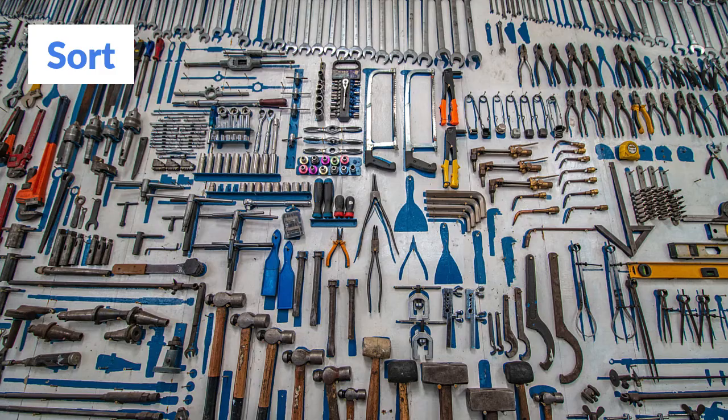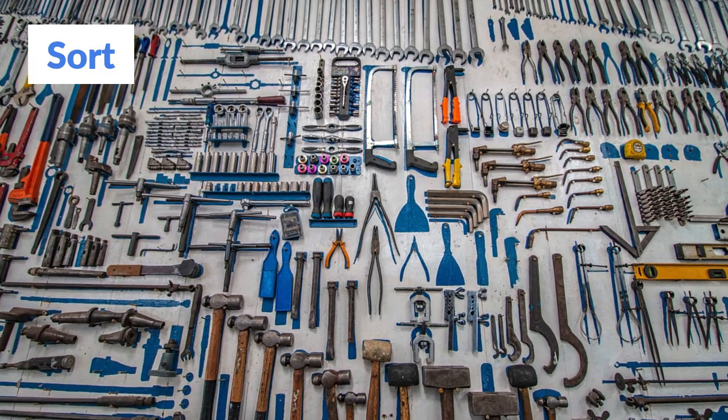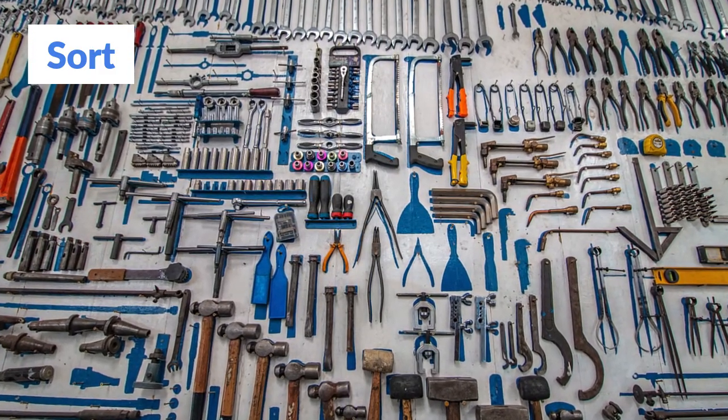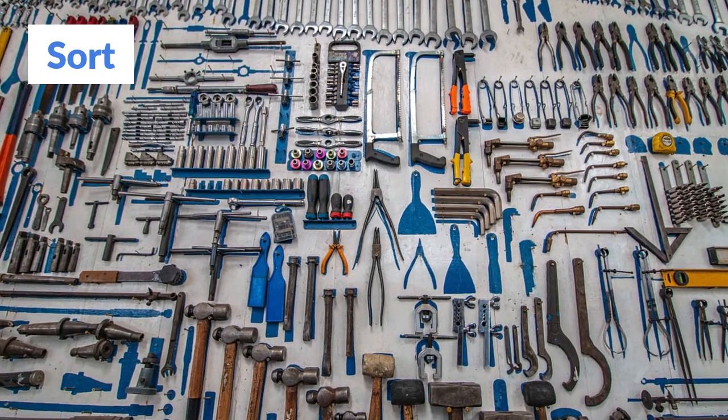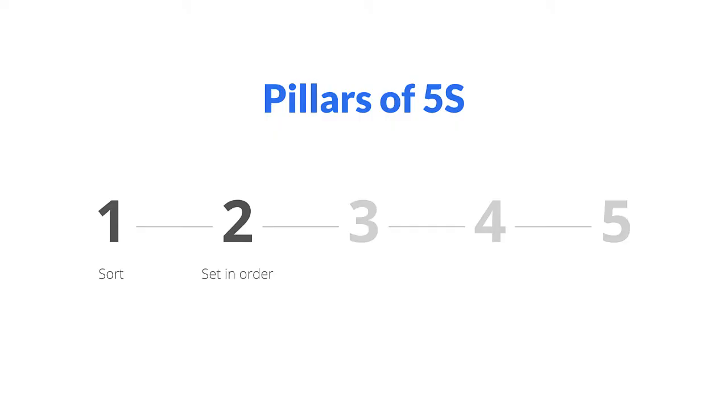Here we see a workstation that is well sorted. Every tool has a place that is marked by a painted place mark to make its intended place quickly and easily identifiable. The next pillar of a visual workplace is set in order.